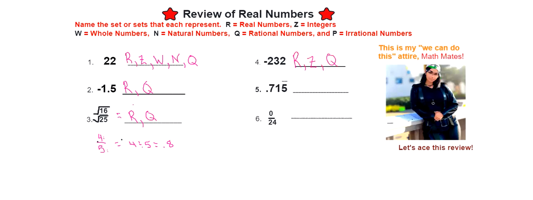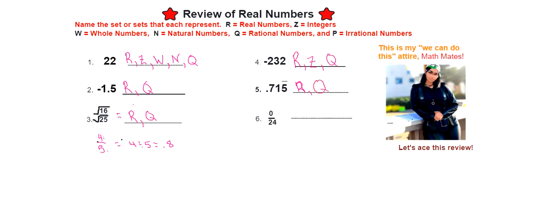Yep, it's a decimal. We can put it on the number line, so it's real. It has a decimal, so it's not an integer. It's not a whole number. It's not a natural number. It repeats. The 5 repeats. If it's repeating, it is rational.